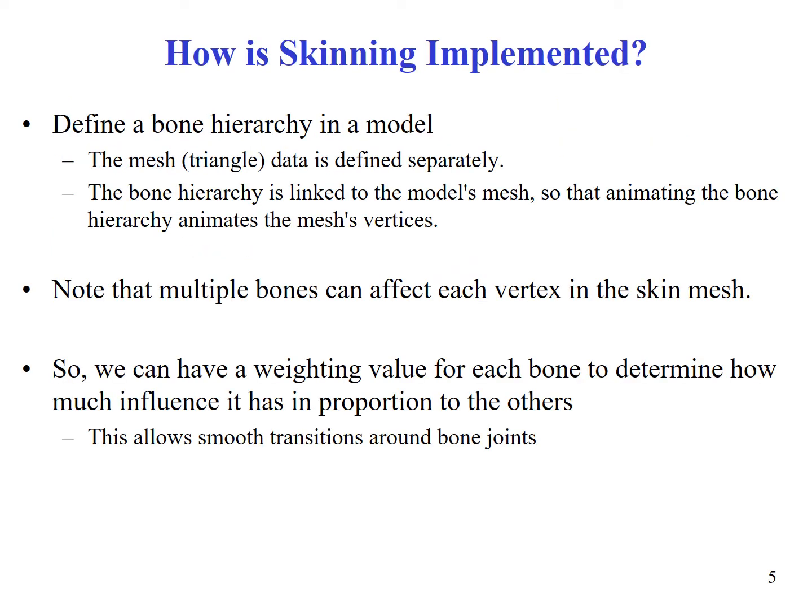So how is skinning implemented? We define a bone hierarchy in a model. The mesh triangle data is defined separately. The bone hierarchy is linked to the model's mesh so that animating the bone hierarchy animates the mesh vertices. So there is a link between the bones and the mesh, and the mesh is linked to the bones in the same hierarchical way as we defined hierarchical models.